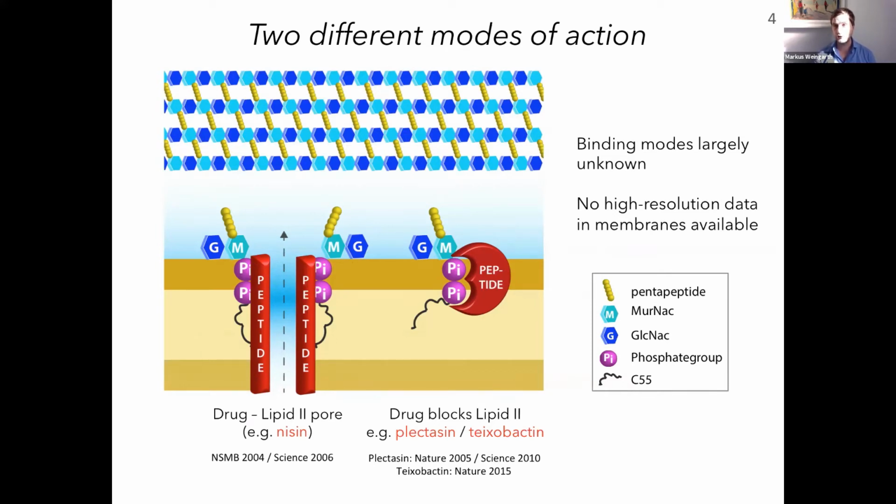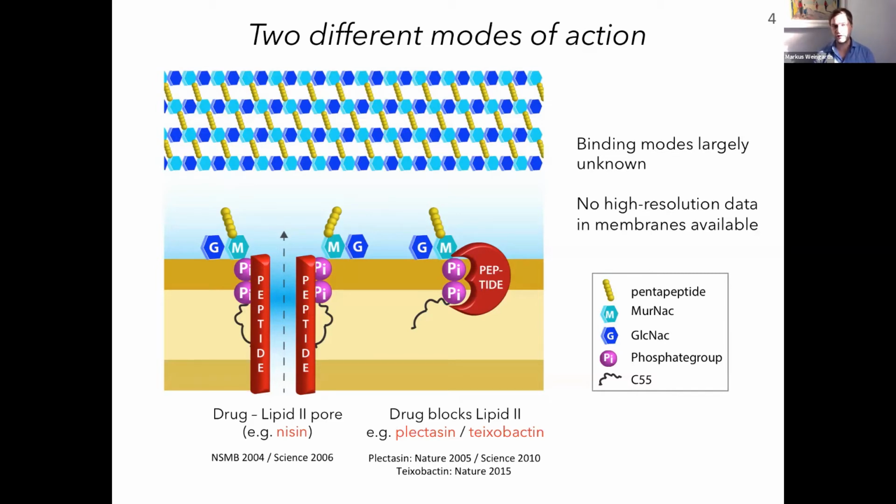However, these two binding modes are very poorly understood at a structural level. There are hardly any structural data available and no data at all in membranes. And this paucity of structural data is a major limitation for the use of these powerful compounds to develop antibiotics. It is our ambition to change this.